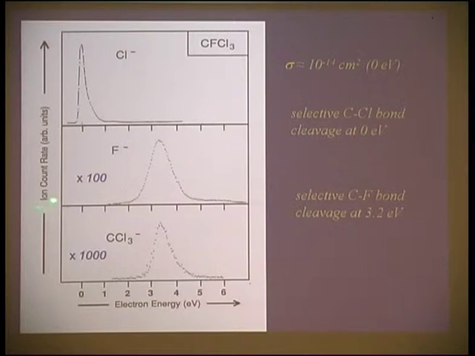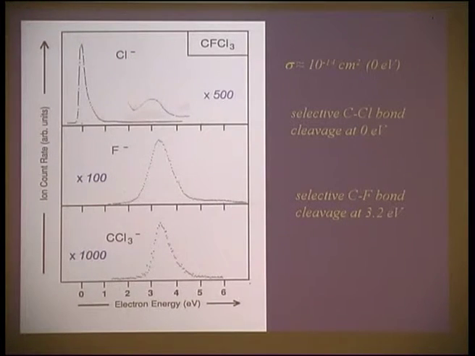So if you go higher in energy, you can see other fragments, F minus, and the complement here, CCl3 minus. So in this case, if you shine in with about 3.5 eV, you selectively break the CF bond. And the electron sits on the F minus or on the CCl3 minus. So it's not completely selective. If you enlarge the scale here, you see a little bit of Cl minus also.